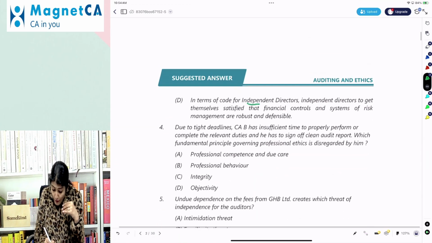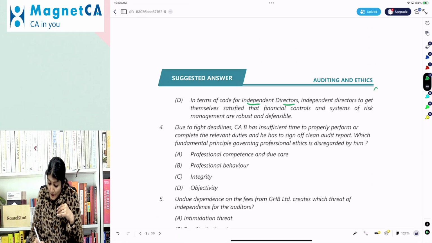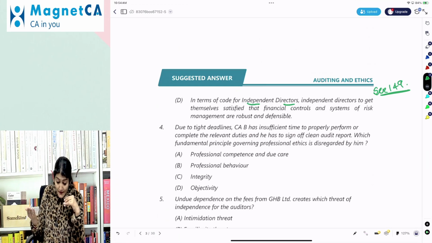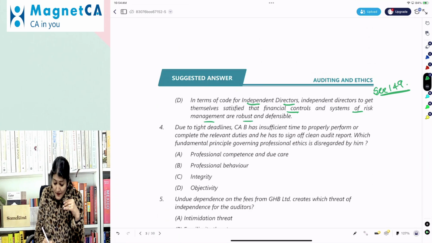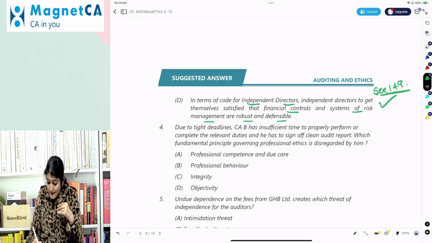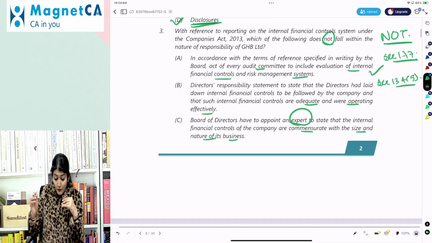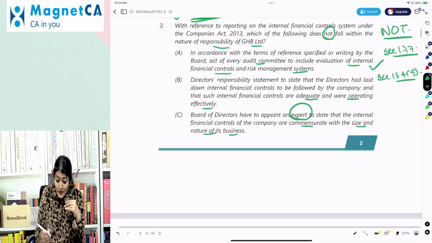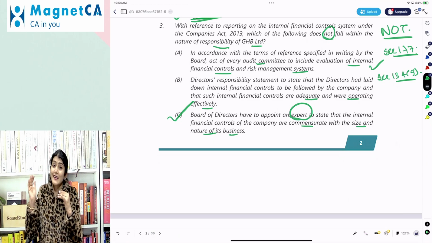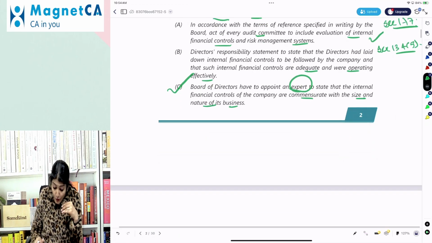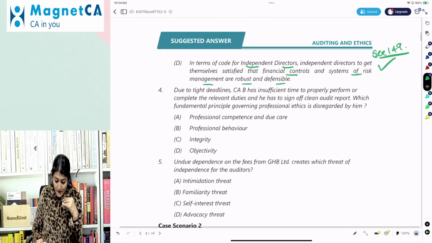And in terms of the code for independent directors, Section 149 and Schedule 4 to the Companies Act, they have to satisfy themselves that financial controls and risk management systems are robust and defensible, right? So statements 1, 2, and 4 are the responsibility of the board of directors, but the board of directors having to appoint an expert, nothing like that. So that does not fall within the nature of the responsibility.